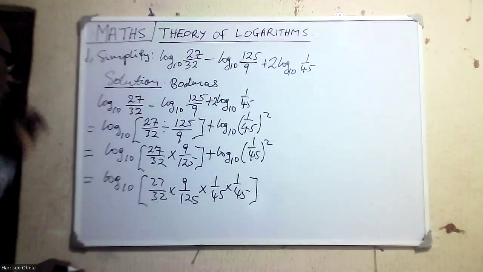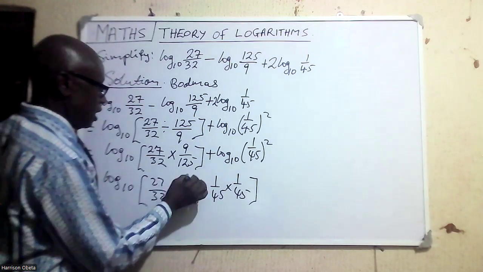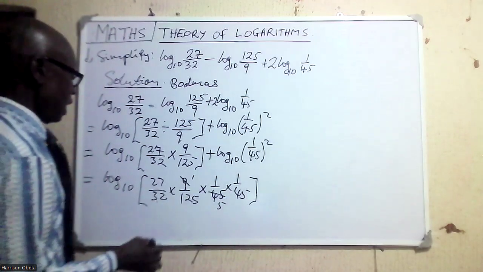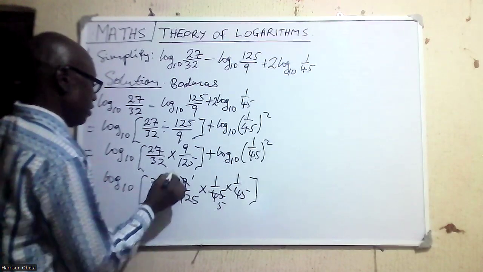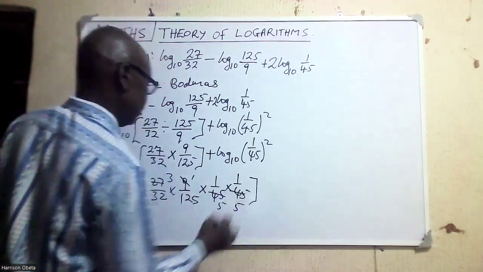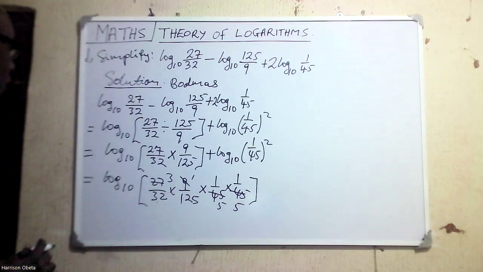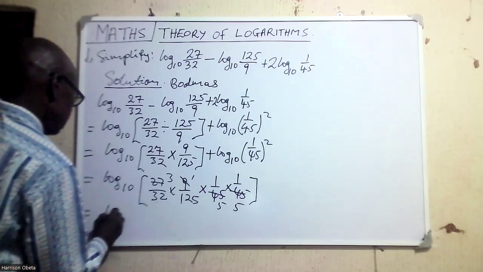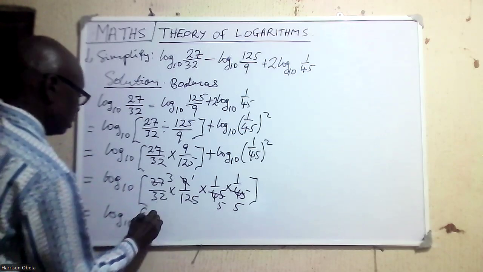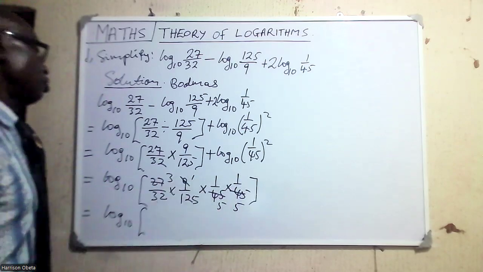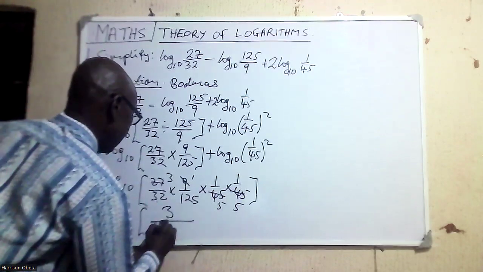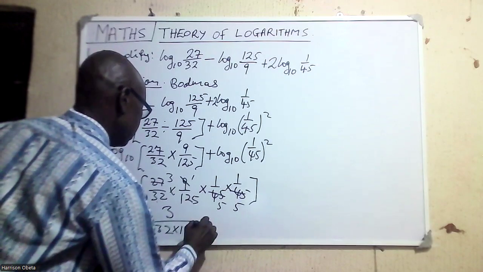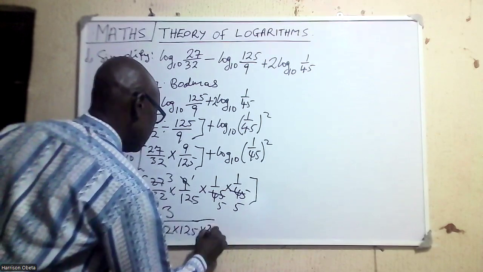So, we continue. 9 can divide 9 to give us 1. 9 can divide 45 to give us 5. And 9 here is 3. 9 here is another 5. So, at this point, we'll just simplify. That should be log of 3 times, the numerator should be 3, all over 32 times 125 times 25.